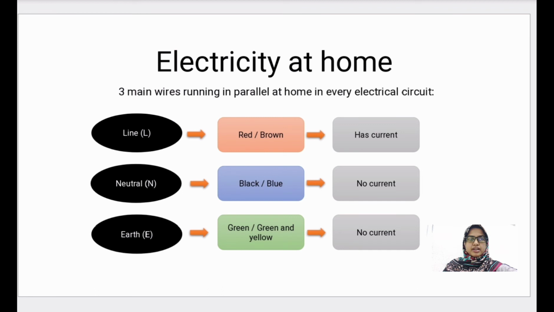Okay, first we look at the line wire. The line wire has a red or brown color, and it has current. And the neutral wire has a black or blue color, with no current. And lastly, the earth wire is green and yellow in color, and it also has no current.